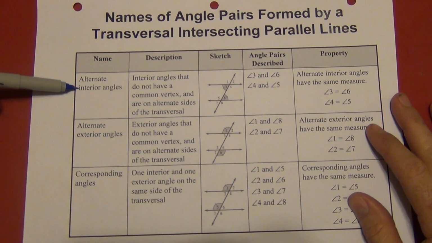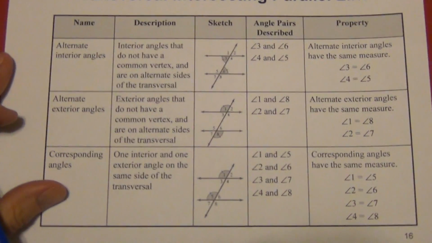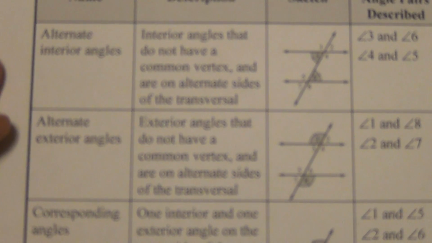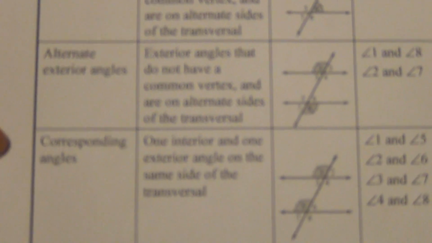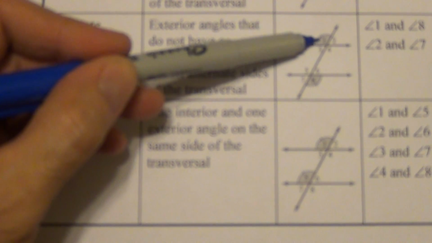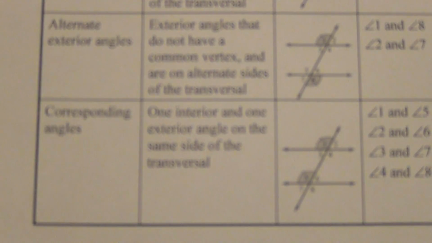Alternate interior angles. Hopefully this totally makes sense. I'm going to zoom in just a little bit for this. So here are our alternate interior angles. The idea is that they alternate sides of the transversal and they're interior to the parallel lines. That's why they're called alternate interior. Then you have your alternate exterior. They're on alternate sides of the transversal and they're to the exterior of the parallel lines.